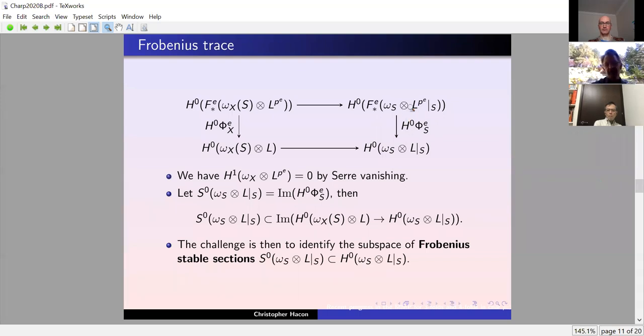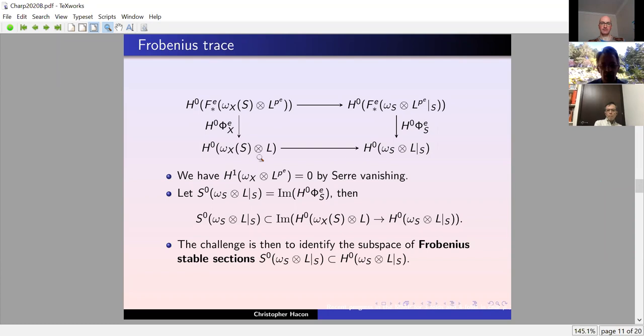So I really care about what the image of the vertical right-hand side map is, so I give it a special name. We call it S0 of omega S tensor L restricted to S. That's just the image of this homomorphism. And watch out, this is not a functor. Zero is not a functor. So it's just the image of this homomorphism. But by an obvious diagram chase, it's clear that this vector space is contained in the image of the restriction map. So every section of S0 of omega S tensor L will actually extend to a section of omega X(S) tensor L, just like we wanted with our previous Kawamata-Viehweg vanishing result in characteristic zero.